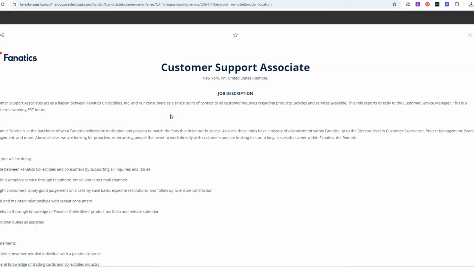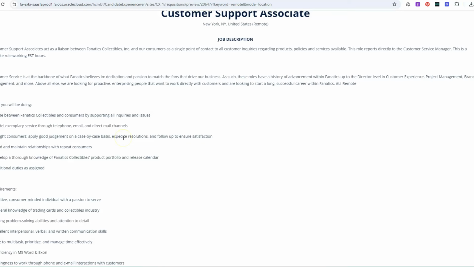Fanatics is a company that is now hiring customer support associates to work from home. This is a full-time work from home job. You are going to be the backbone of their company, and you're going to be responding to customers. If they have any issues or inquiries, you're going to assist them and resolve those for them. You're also going to build relationships with repeat customers, and make sure that anything they need help with, you can provide them with an answer, or help provide them with someone that could get the answer for them, either one of the two.